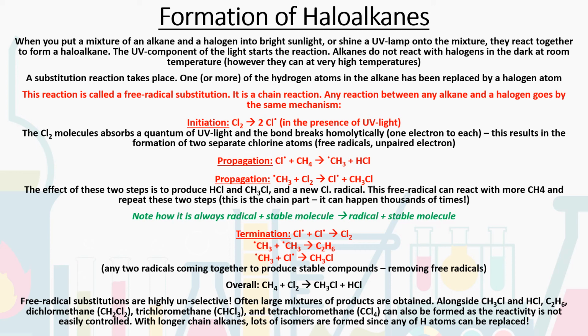And then finally we have what's called the termination steps. Termination steps are where we have any two radicals coming together to produce stable compounds. Essentially it removes the free radicals from the reaction. So this could be two Cl radicals coming together to make Cl2, two CH3 radicals coming together to make ethane, C2H6, or a CH3 radical and a Cl radical coming together to make CH3Cl.